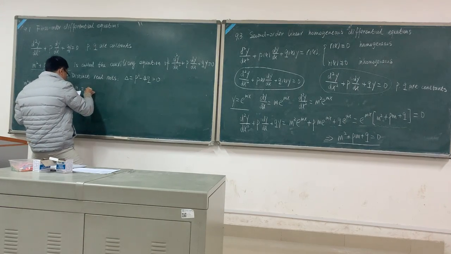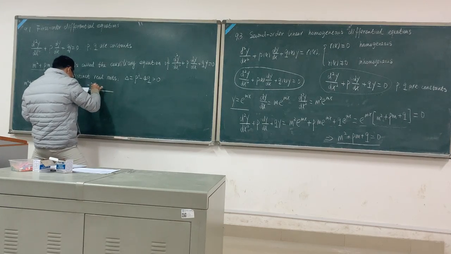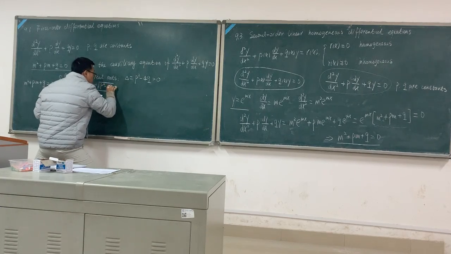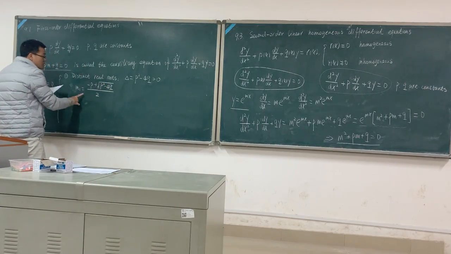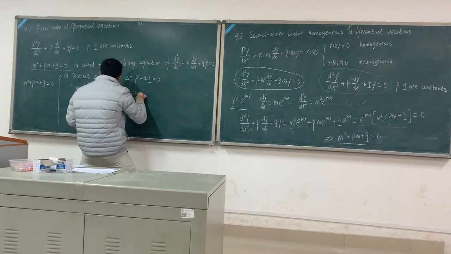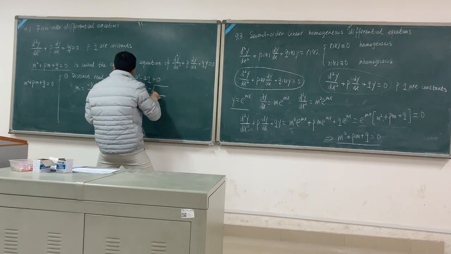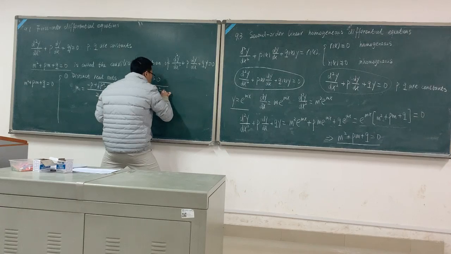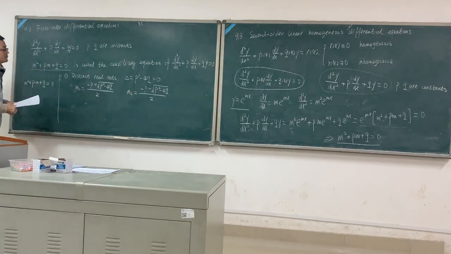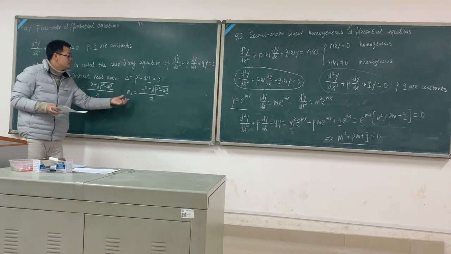m1 is minus p plus the square root of p squared minus 4q, all divided by 2. This is the first root. The second root is m2 equals minus p minus the square root of p squared minus 4q, divided by 2. So this is m1, this is m2.